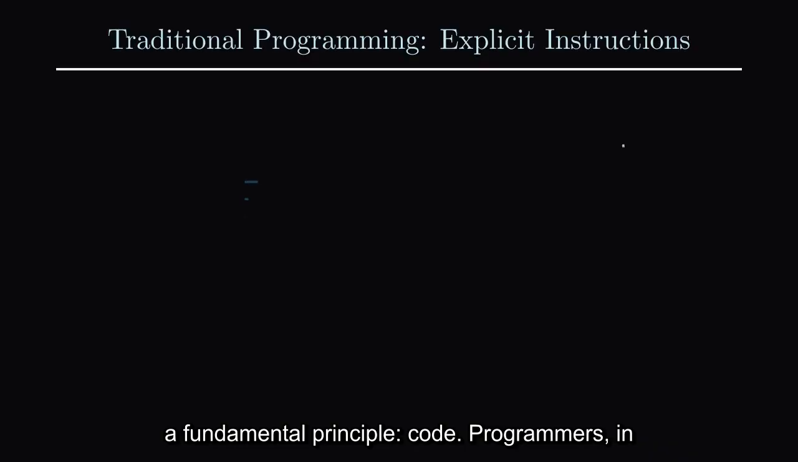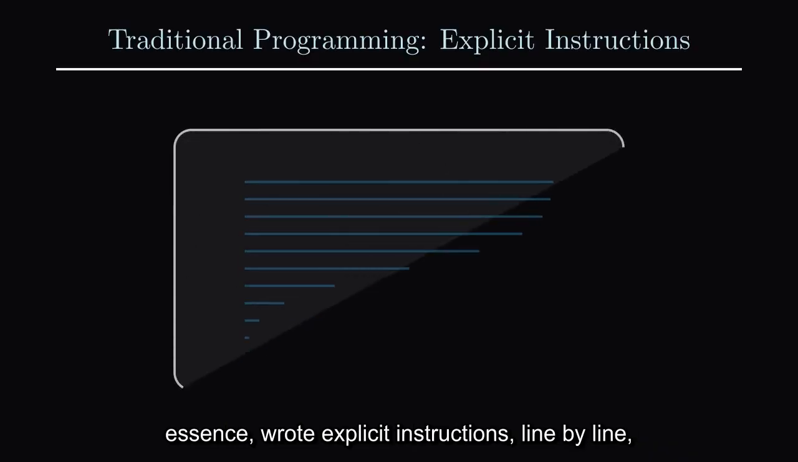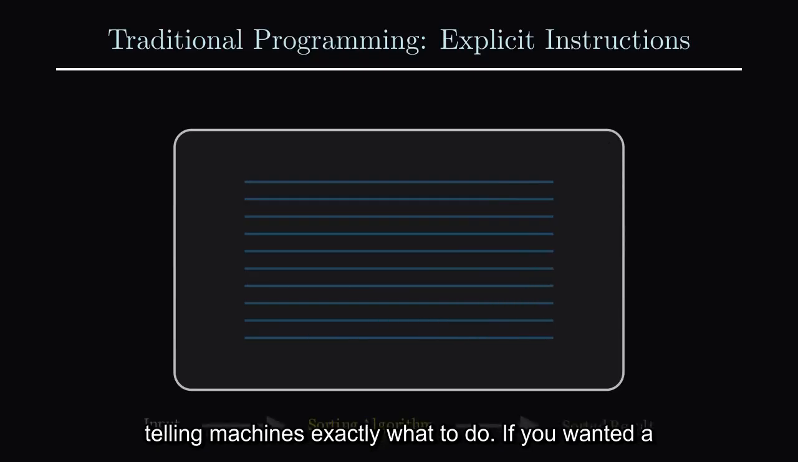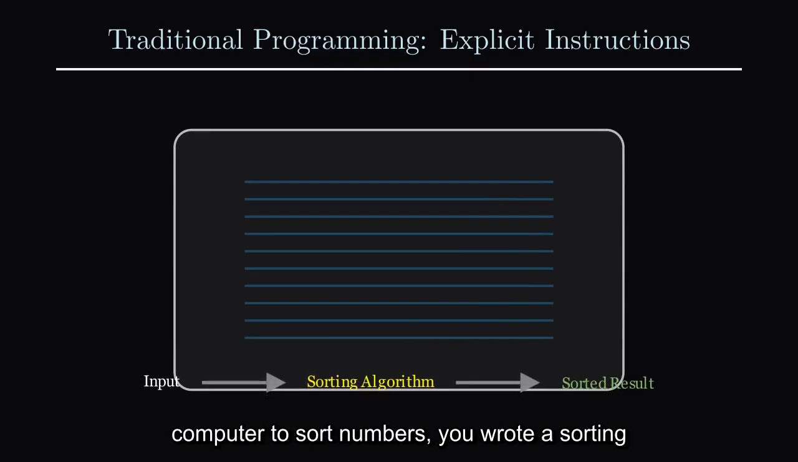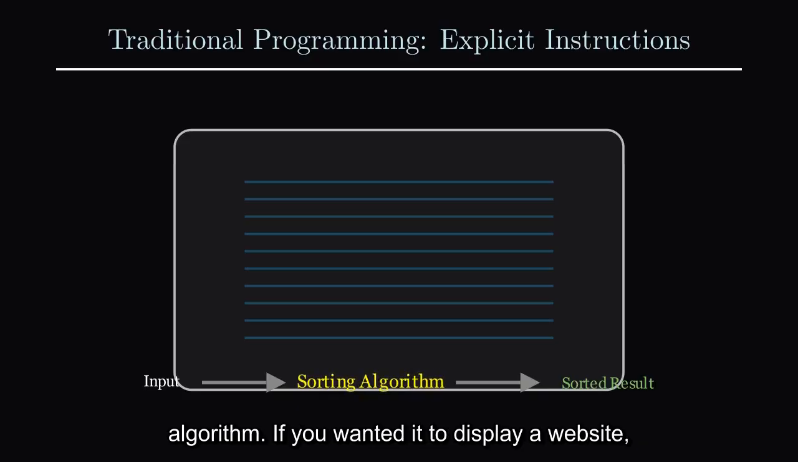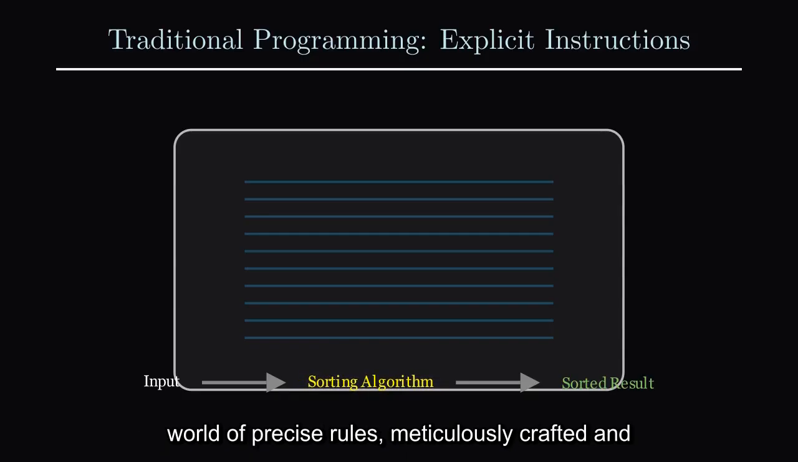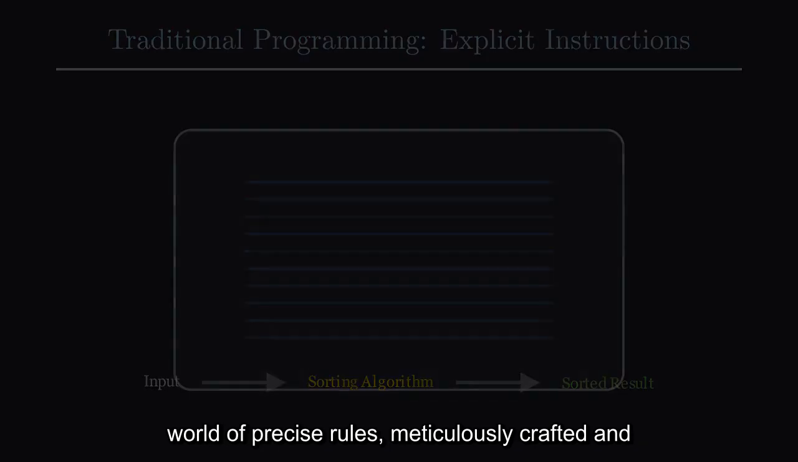For decades, the world of technology has operated on a fundamental principle: code. Programmers, in essence, wrote explicit instructions, line by line, telling machines exactly what to do. If you wanted a computer to sort numbers, you wrote a sorting algorithm. If you wanted it to display a website, you coded every element, every interaction.